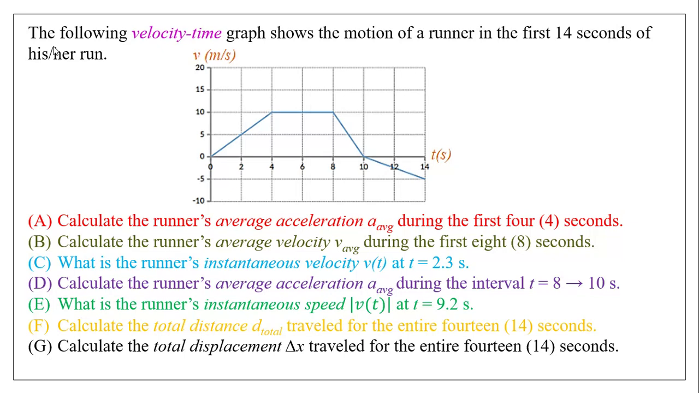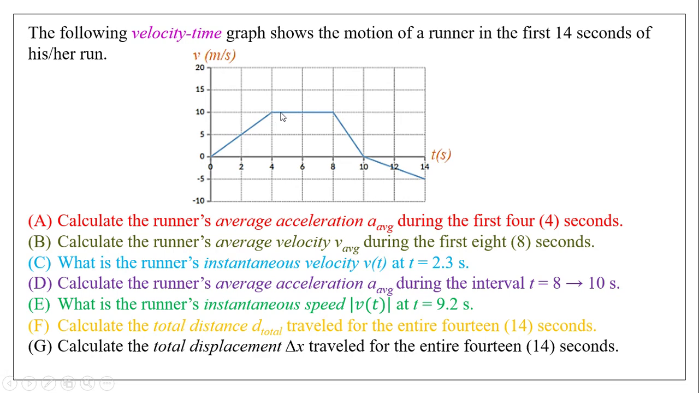So in this particular velocity versus time graph video, we have the motion of a runner plotted for the first 14 seconds. As you can see in this graph here, the runner is starting from rest, aka the initial velocity is 0. It starts at the origin. And then the velocity increases to a velocity of 10 meters per second towards the right.